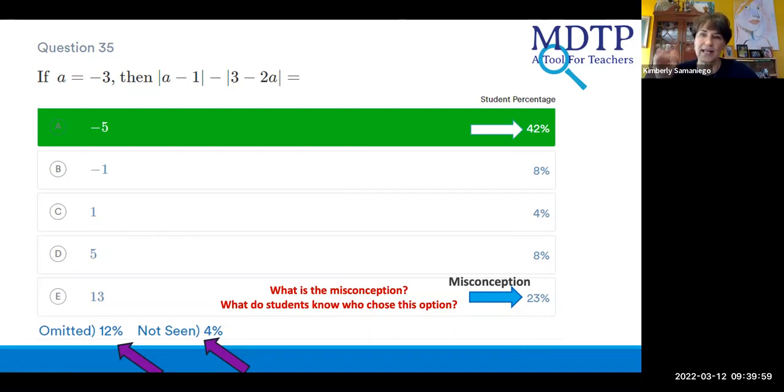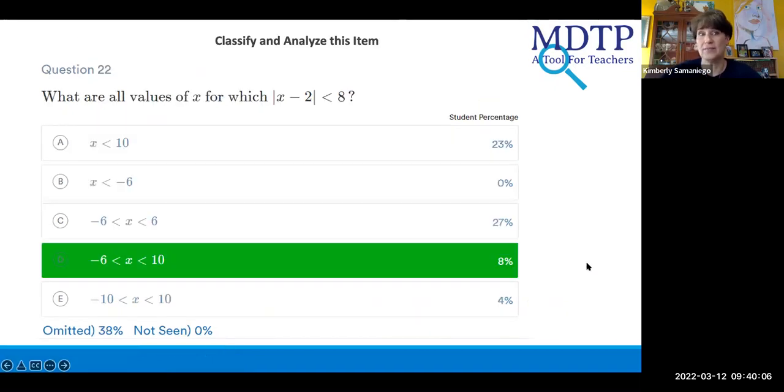Okay, so you can see there is a misconception here. A good portion of students got this correct, but we still had students choosing other items. We had students omitting this, and we also had a misconception design. So this is something I would need to intervene on in my class.